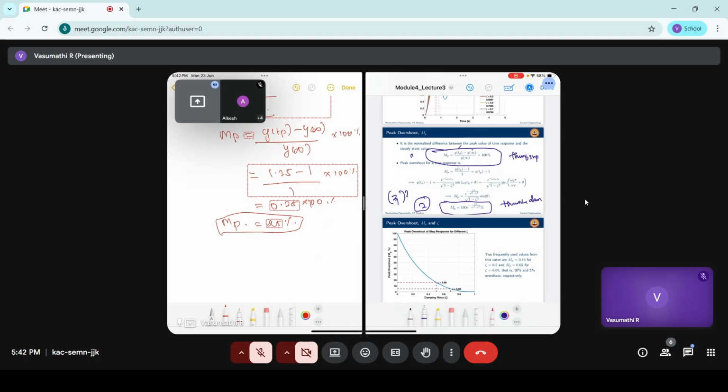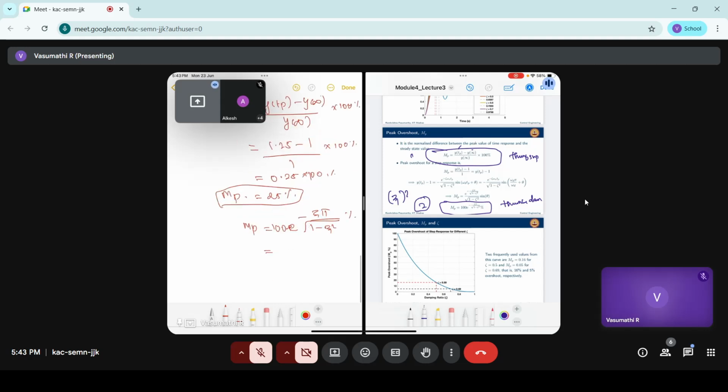Now, what is the second question? That is the zeta. To connect this bridge, we can take the second formula. The rest of the things we don't need. 100 into e power minus zeta pi divided by root of 1 minus zeta square, percentage, right? Just equate this to 25, put 25 here, e power minus zeta pi divided by root of 1 minus zeta square into 100. If you solve this, you will get the zeta answer.